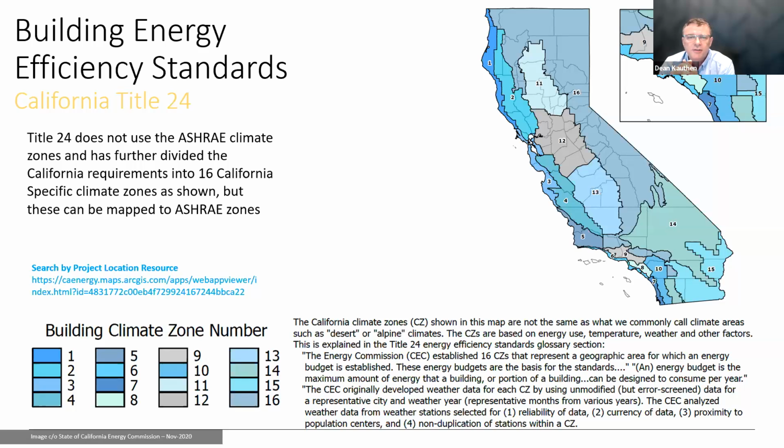So the California Energy Commission updates the building energy efficiency standards every 3 years by working with stakeholders in a public and transparent process.